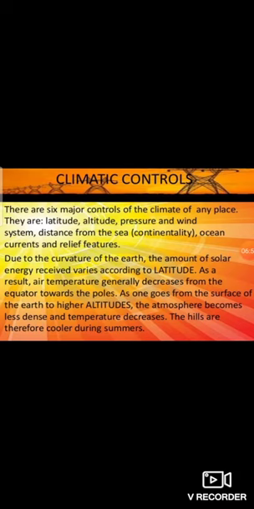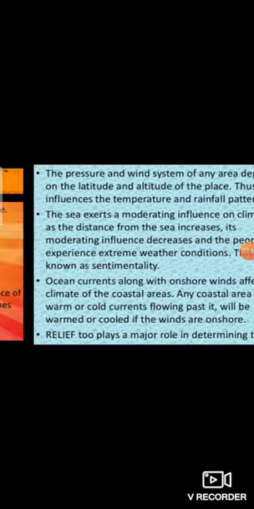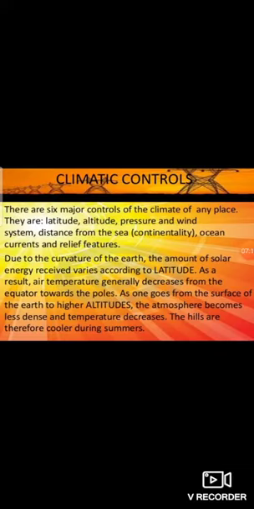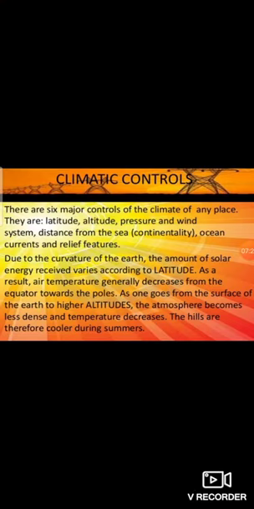Now, altitude. As one goes from the surface of the earth to higher altitudes, the atmosphere becomes less dense and temperature decreases. The hills are therefore cooler during summer. Now, altitude plays an important role in influencing the climate of a place. As one goes up higher altitude away from the surface of the earth, the atmosphere becomes less dense and temperature decreases. Therefore, hills are cooler during summer.